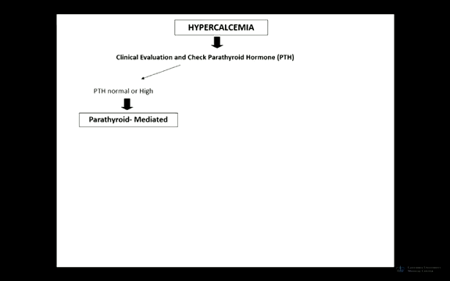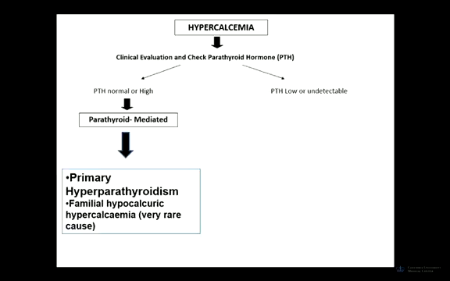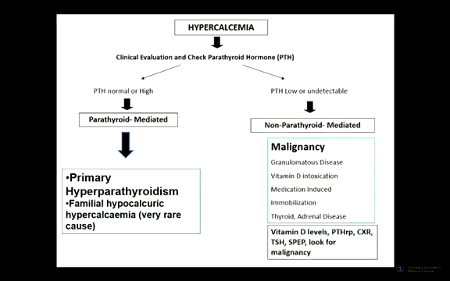So if you see a normal or high PTH, then you can move into the category of hypercalcemia that's parathyroid mediated. The differential for this includes primary hyperparathyroidism, which is the leading reason to have a parathyroid-mediated hypercalcemia. And there's also familial hypocalciuric hypercalcemia, which is a very rare cause, but in the differential. And if the PTH is low or undetectable, it's a non-parathyroid-mediated hypercalcemia. And the differential for that is, and I put it in bold on purpose, malignancy.